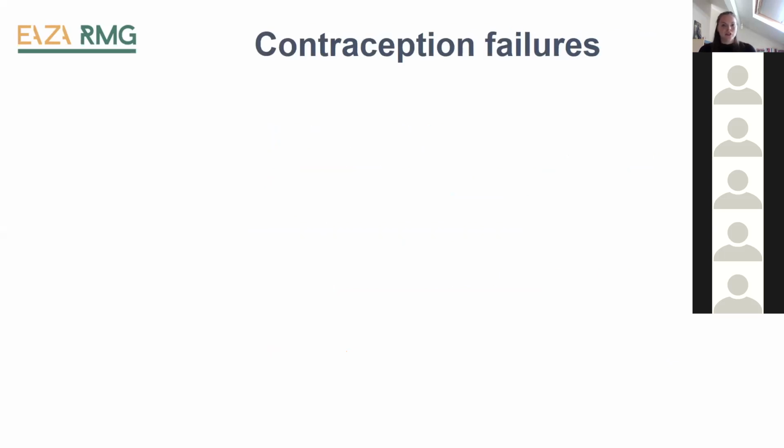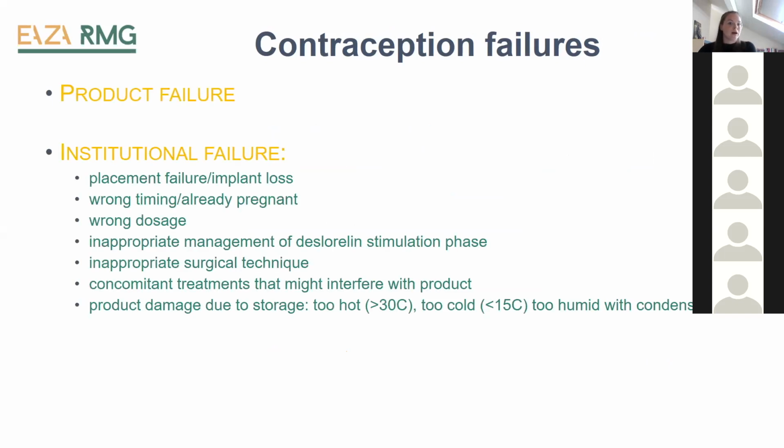I then just wanted to touch upon different contraceptive failures that we experience and how we use the data to define what type of failure there was with the contraceptive. So you have your initial product failures, and that's just where the product has failed to contracept your individual. So you've used an adequate dose, you've separated your animals for the correct amount of time, or you've suppressed the stimulation phase with deslorelin, but the contraceptive just has failed to work in that individual.